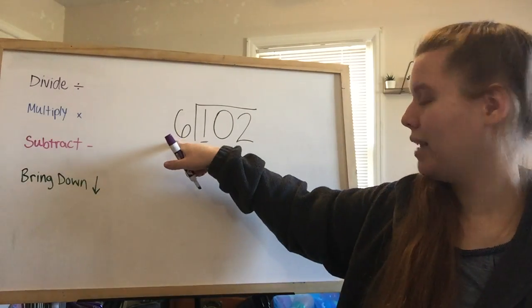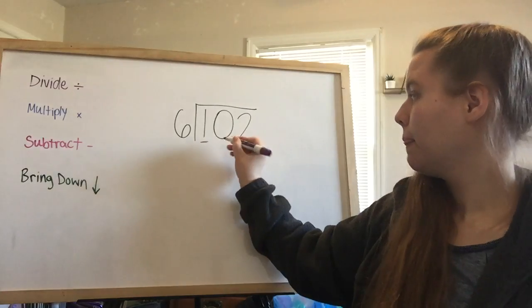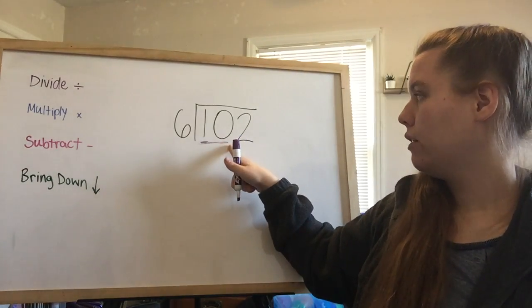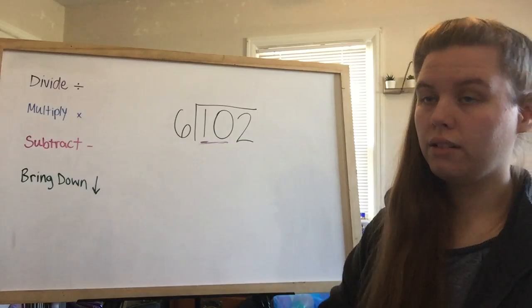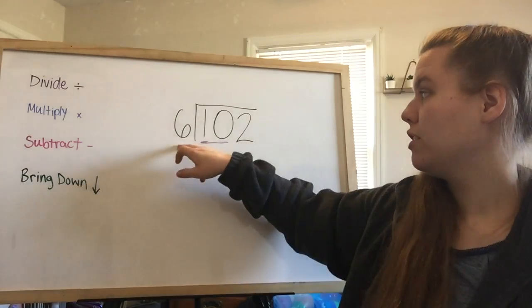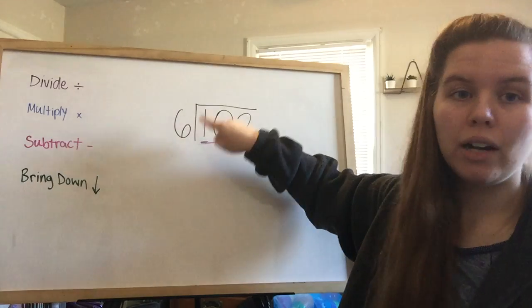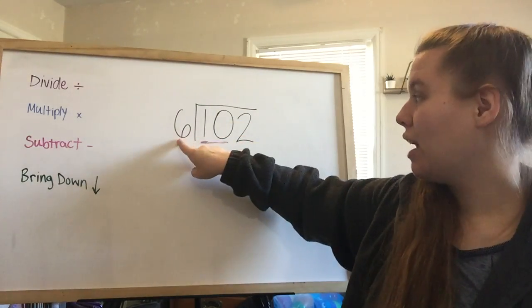So now what do I do? If I can't divide 1 by 6, well, let's add in our next number, a 0. Now, we're not just forgetting about the 1. We're not just going to do 0 divided by 6 now. We're going to put them together, and we're going to do 10 divided by 6.